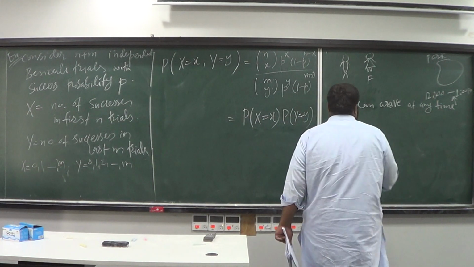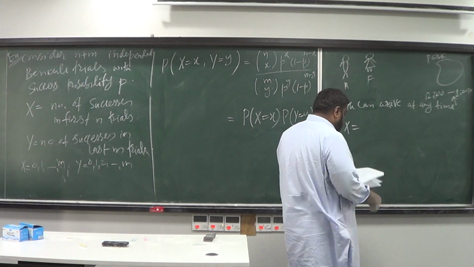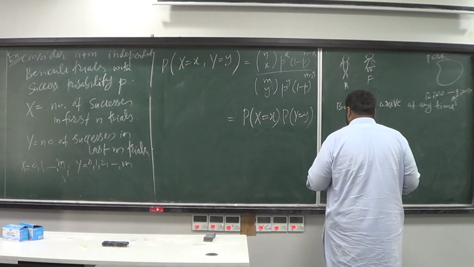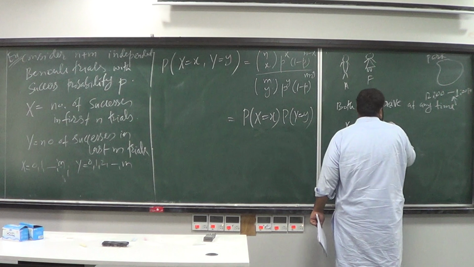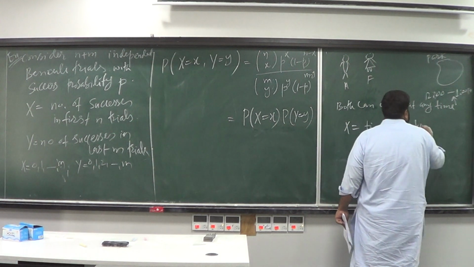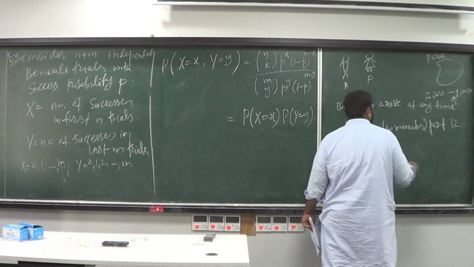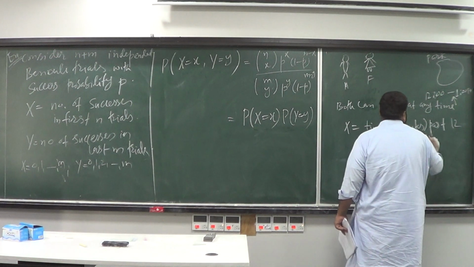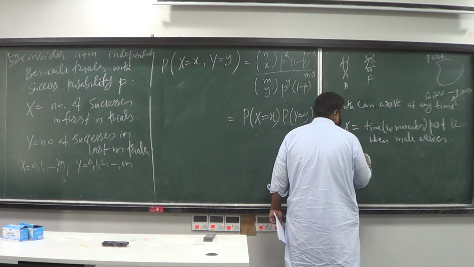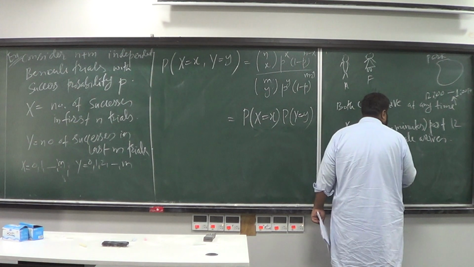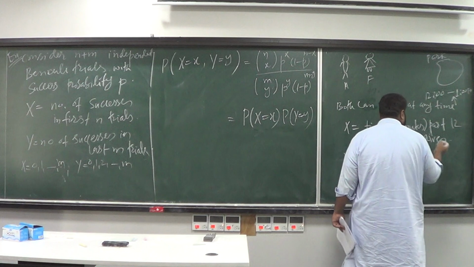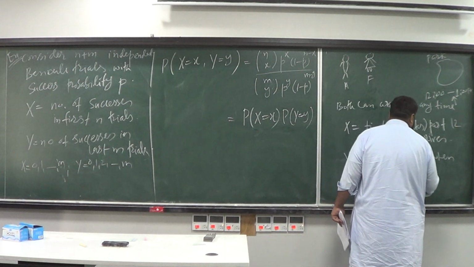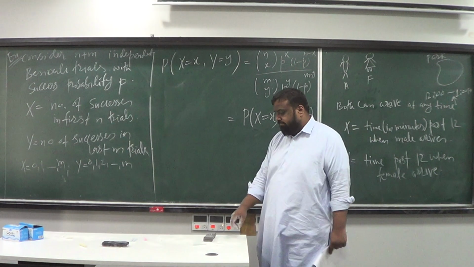So let x denote the time in minutes past 12, that is, after 12, when the man arrives at the location, and y denote the time past 12, after 12, when the female arrives.